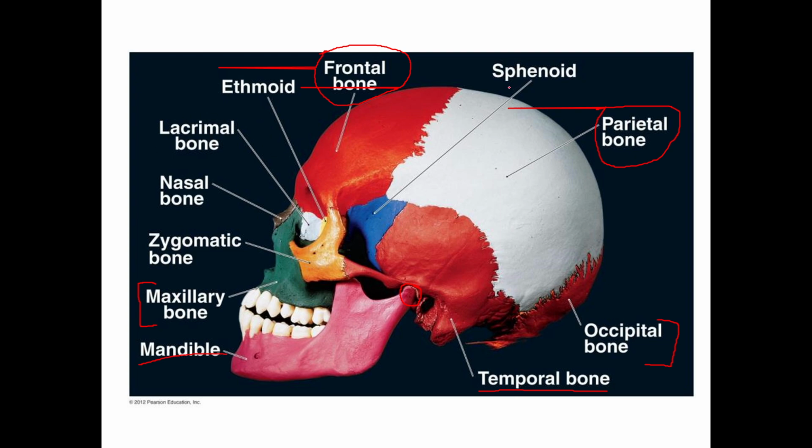Now, for some of these bones, I actually do want to come back to a little bit later on, including the ethmoid bone and the sphenoid bone, just because they're especially irregular, so we'll come back to them a little bit later on. Let's take a look at the zygomatic bone. So the zygomatic bone is actually making up your cheeks, essentially.